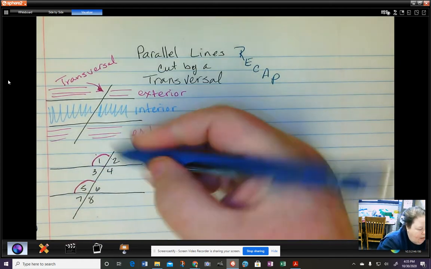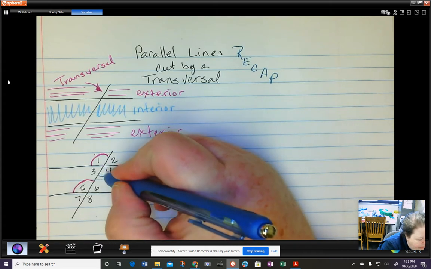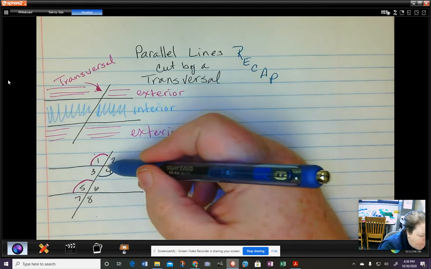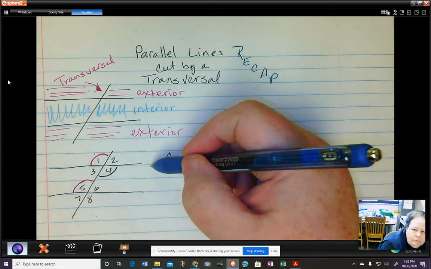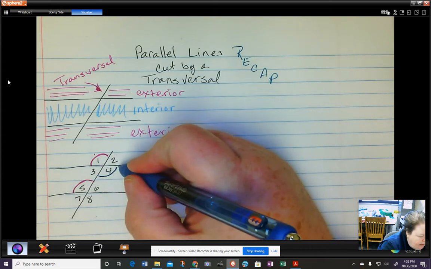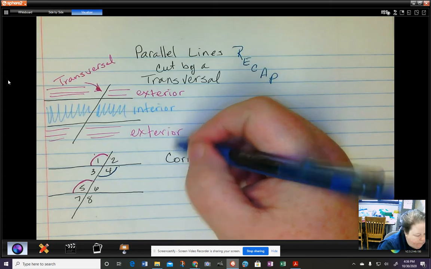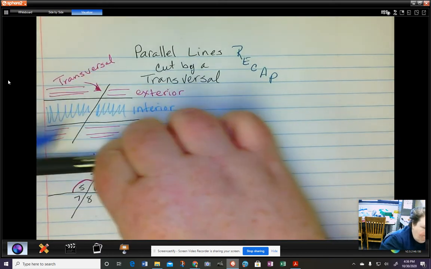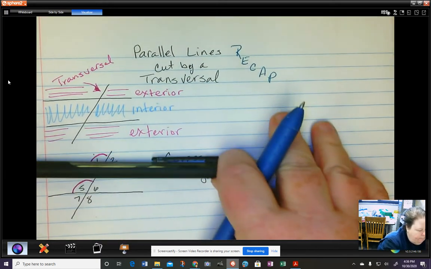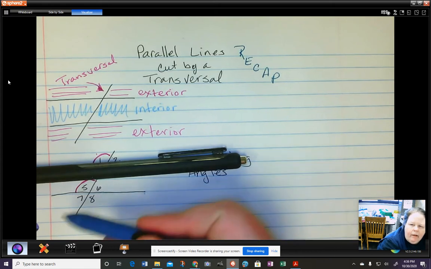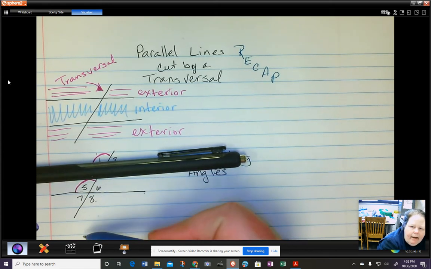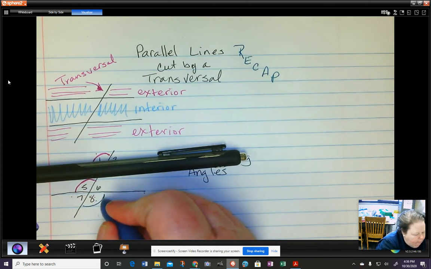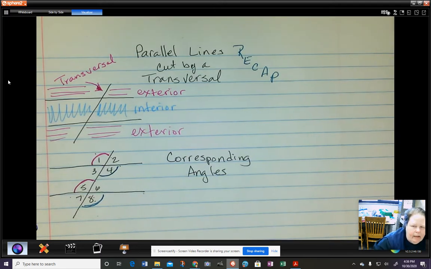Let's try another one. What about 4? What corresponds to 4? Well, 4 is on the bottom right. You see it's on the bottom of the parallel line and it's on the right side of the transversal. So I'm going to cover that line up. Remember, I want the bottom right. So the bottom of this line is either 7 or 8. And I want the right-hand side. Is that 7 or is that 8? It would be 8. So 4 and 8 are corresponding angles.